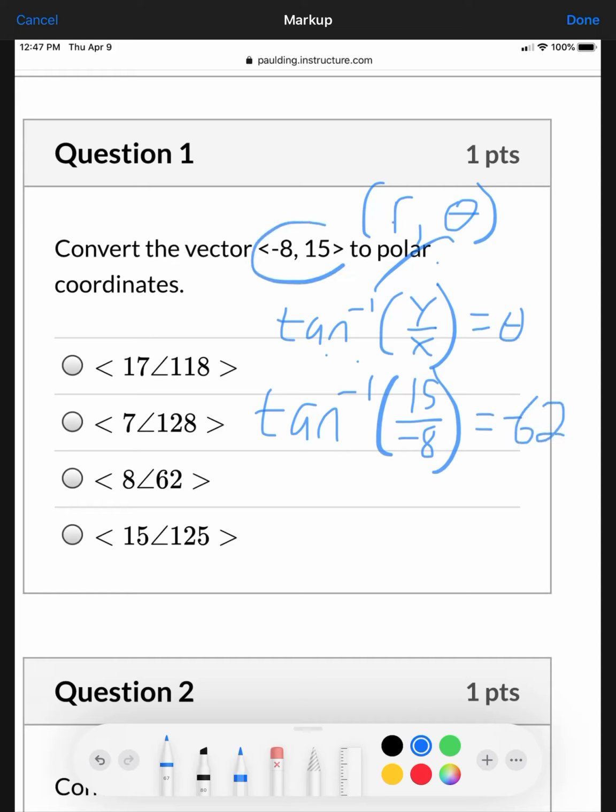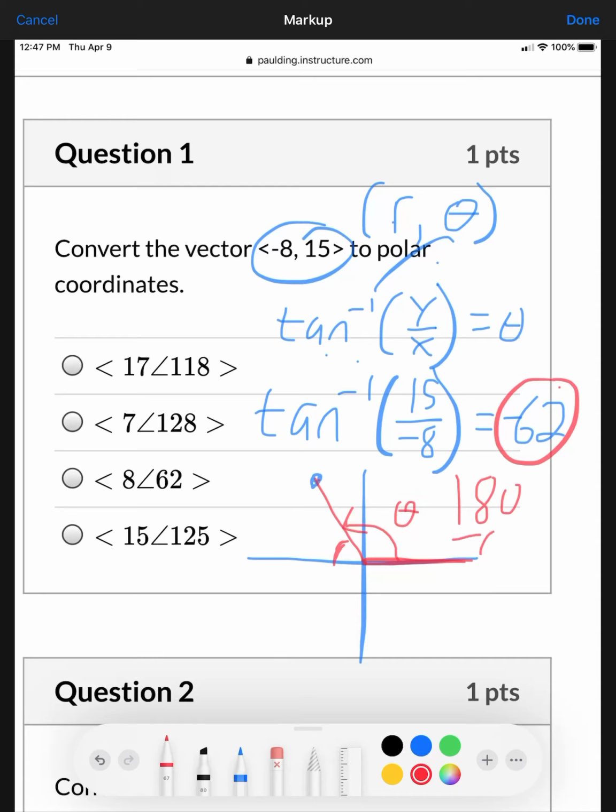-62. Now keep in mind, this point is in the second quadrant. -8, 15 is somewhere over here, right? -62, let me draw an angle. What we really want to find is the angle from the starting position over here on the x-axis to that dot. That's the angle we want. That -62, or we can call it just 62, is this degree here. So how do I find the part that I really want? 180 minus 62 would lead me to the appropriate angle.